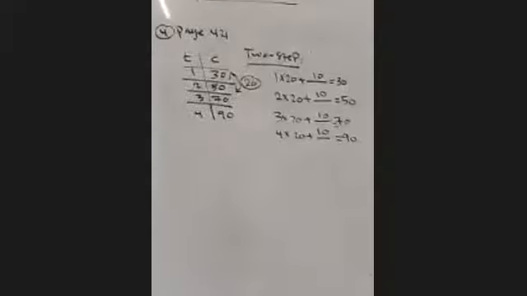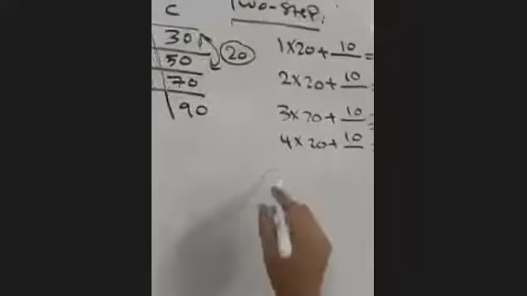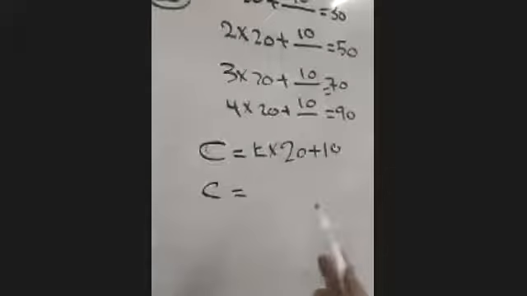I think it will be C equal. You don't know the formula. C equal, do the same you did for the numbers. What do you say? T multiply 20, plus what? Plus 10. Okay, what's the formula now? How can we write it as an algebraic expression? T 20 plus 10.